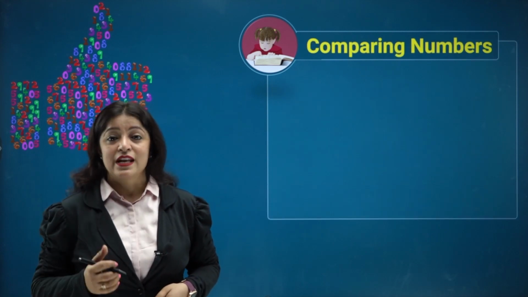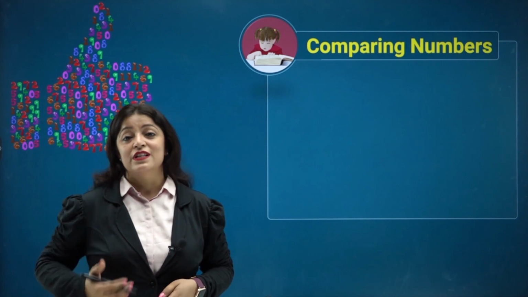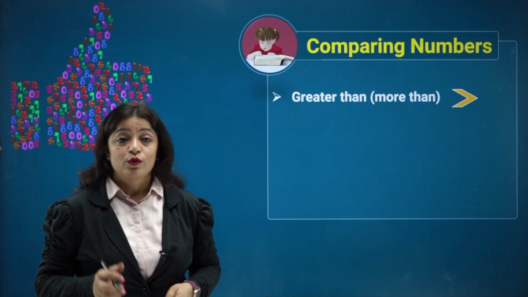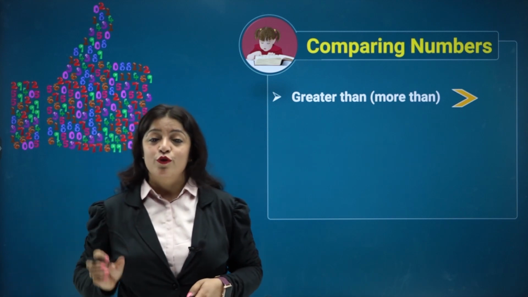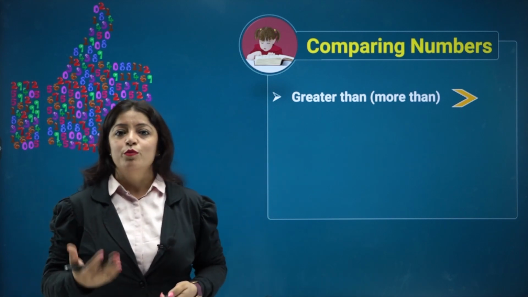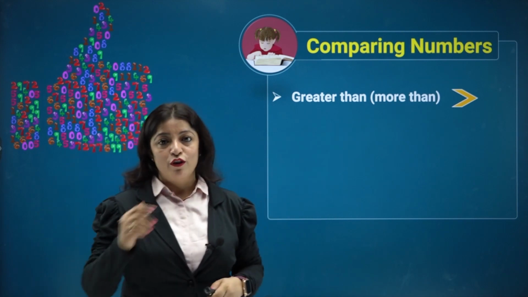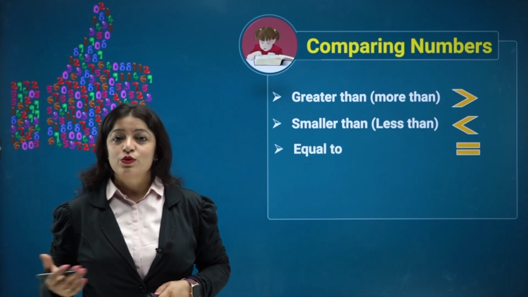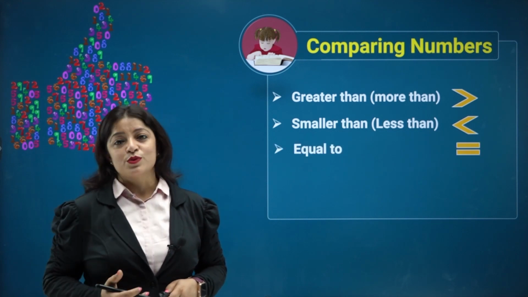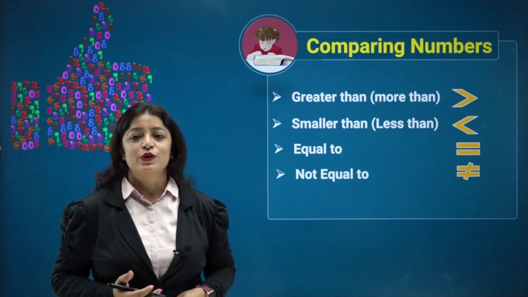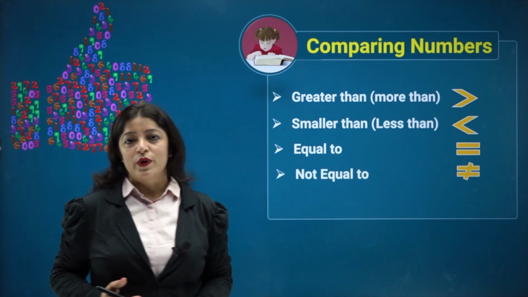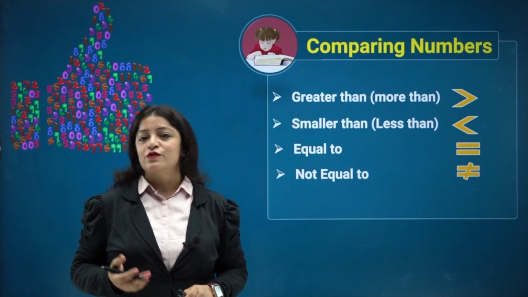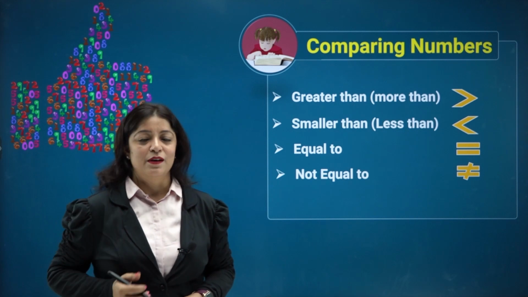Now, next is comparison of different numbers. How can we compare two given numbers? We know there are certain symbols used for them. For one number being greater than the other, we use the greater than symbol. Also we use the smaller than or less than symbol. When two numbers are equal, we use the is equal to sign, and when they are not equal, we use the equal to symbol with a cross over it, which is the symbol for not equal to. These four symbols we usually use to compare different numbers.